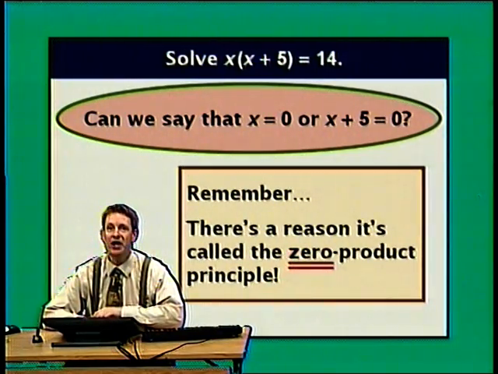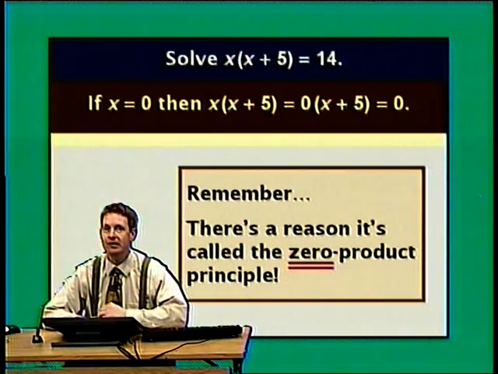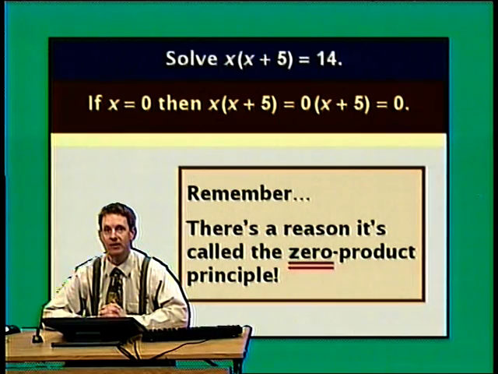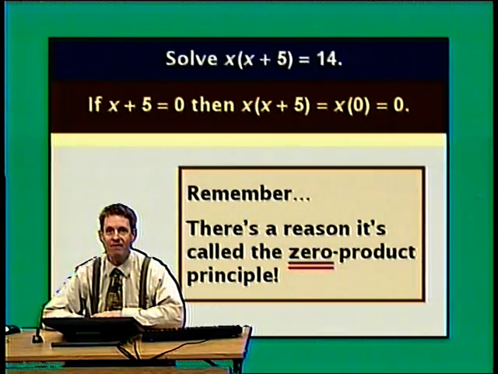Well, let's remember something, and that's that there's a reason it's called the zero product principle. Because if either x is 0 or x plus 5 equals 0, what's the product going to be? Well, if x is 0, then x times x plus 5 is 0 times x plus 5. Notice in the second factor, I didn't bother to replace x with 0 because it doesn't matter what number I get for the second factor. 0 times the second factor is going to be 0. It's a zero product. Likewise, if the x plus 5 factor is 0, then x times x plus 5 is going to be whatever number x is times 0, which is 0. It's the zero product principle.